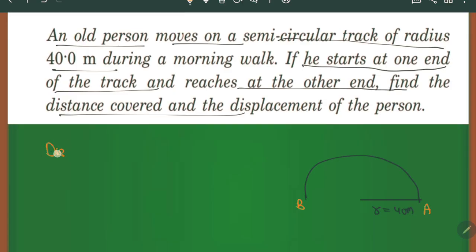So the distance is basically pi r, right? Pi is 3.14 and the radius is 40 meters. If you multiply this, what are you getting? 3.14 into 40, that is 125.6 meters, the distance they cover.